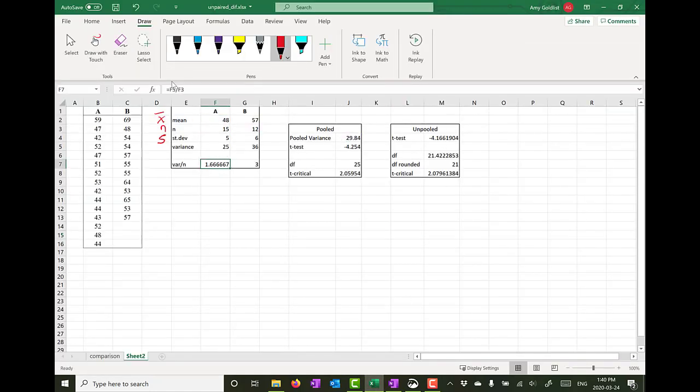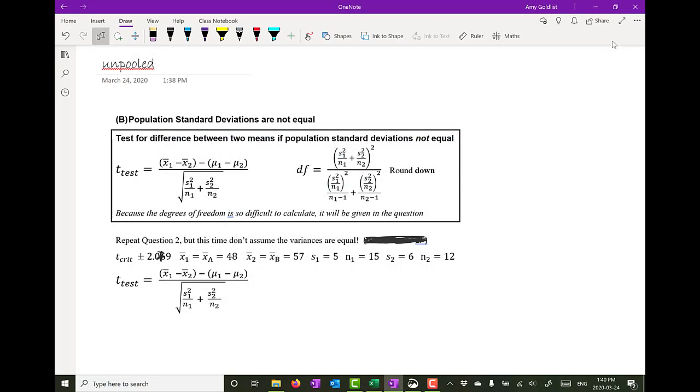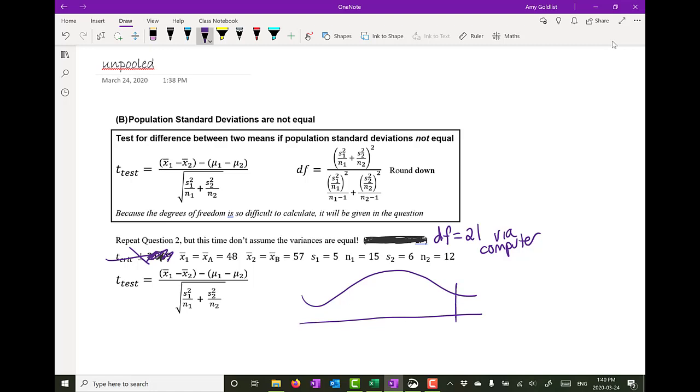Over here, notice I put the variance over n because that shows up a lot. I ran this through. It's 21 point something, and we always round down. In Excel, that's the command INT, and we come up with that new degrees of freedom. So here, our degrees of freedom is 21. Always use a computer. We now have a new t-critical. It's not going to be what it was before. In fact, our t-critical is going to be 2.079. And that's because we have a different degrees of freedom. When we end up with different degrees of freedom, we have a new critical value.